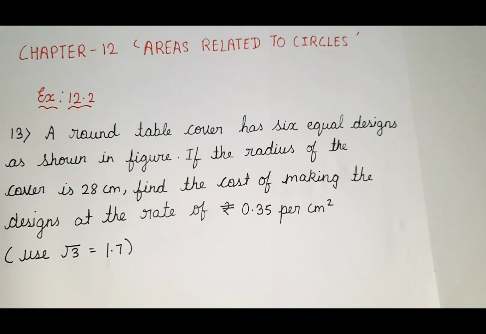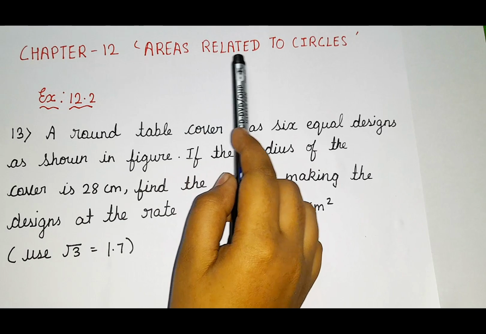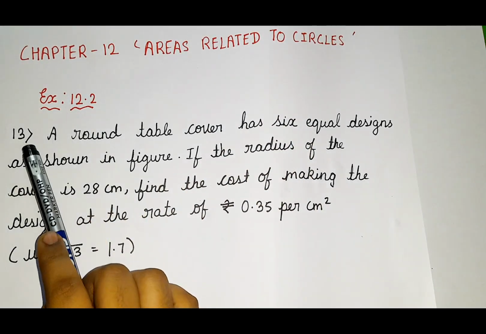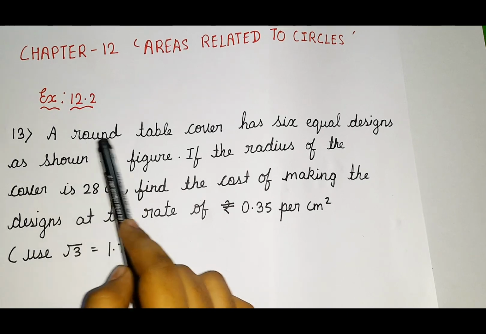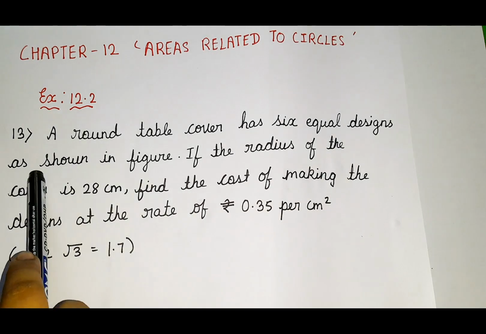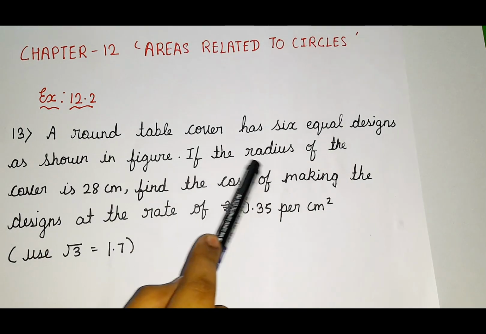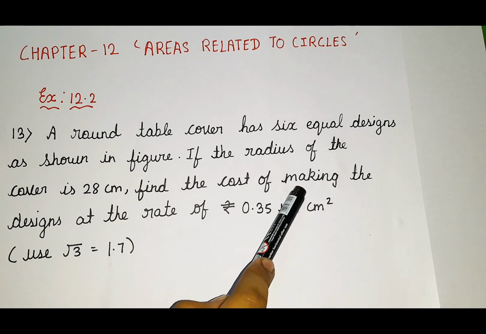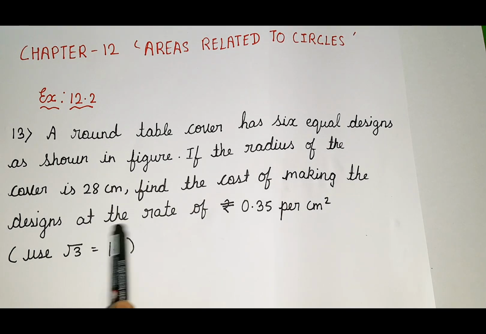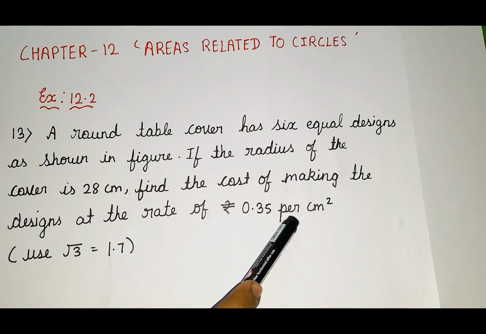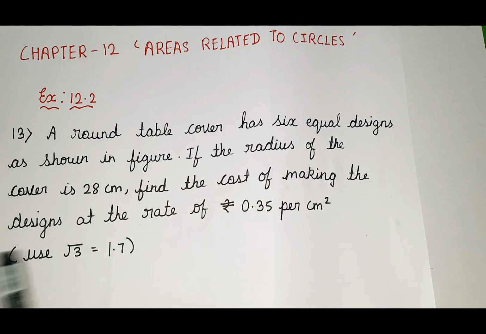Today we are going to be learning Chapter 12, Areas Related to Circles, Exercise 12.2, 13th question. Now let's read the question. A round table cover has 6 equal designs as shown in the figure. If the radius of the cover is 28 cm, find the cost of making the design at the rate of rupees 0.35 per centimeter square. We are supposed to use root 3 as 1.7.